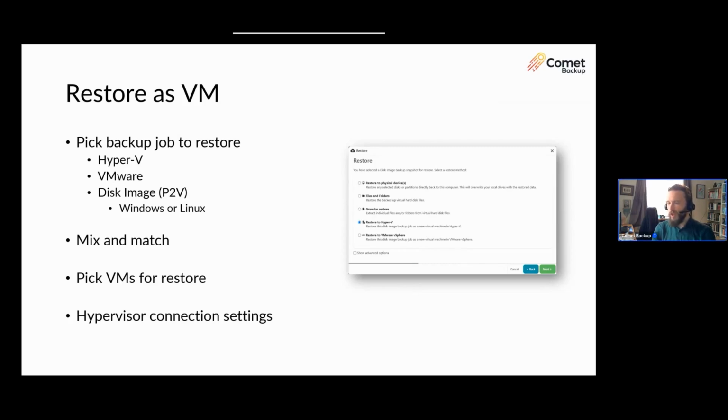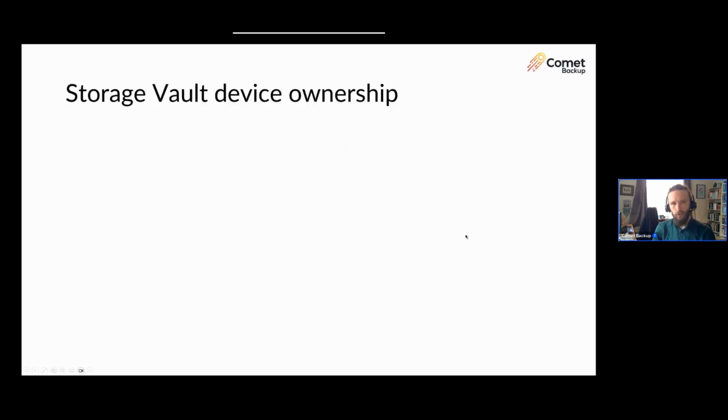Another really interesting change in Comet 25.2 Rhea is what we're sort of calling storage vault device ownership. Now this is maybe a bit more advanced topic. So in Comet, you've got user accounts, and each user account maybe has one device, one endpoint agent installed, or maybe it has 100, maybe more. And there's a question about how many devices you should put in a user account. And I think a lot of the time the answer depends on you.